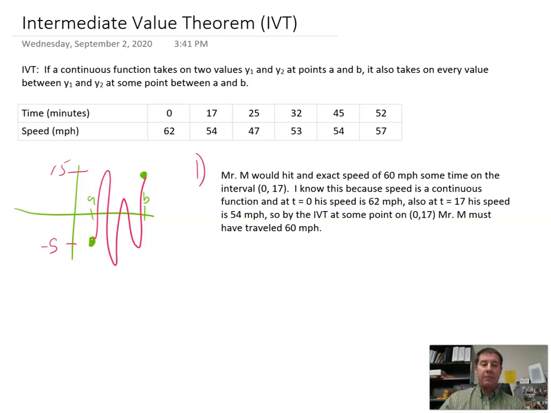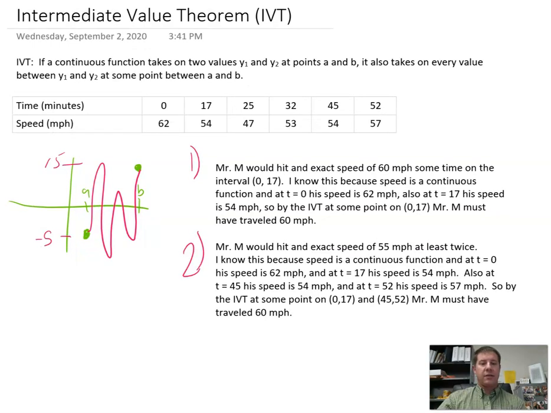So let's try another one here. How many times could you say that I traveled 55 miles per hour? How many times did I travel 55 miles an hour? Exactly. All right, go ahead, pause this, look at the chart, think about it, try to write up an answer, and then you can look at mine.